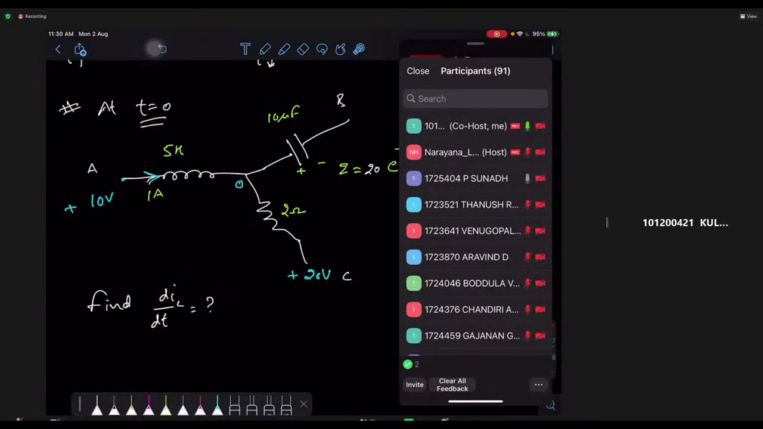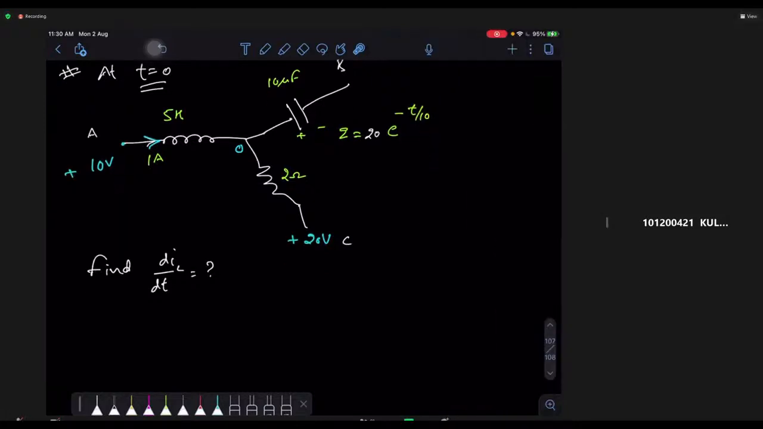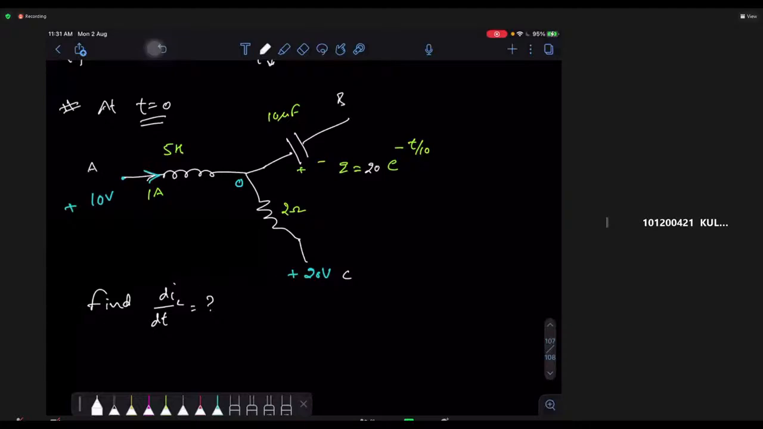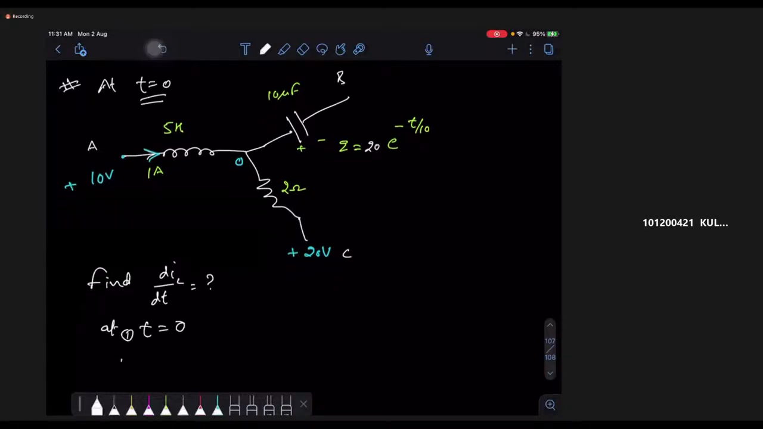So how much will it change? That is the question. Without twisting much, I'm asking a simple question. How much is my current changing? If you want, you can take it at time equal to 0. How much is my current going to change at time equal to 0? That is option 1. The second option I can consider at time equal to 10 seconds. Those are the two timings. What is my current change through the inductor?